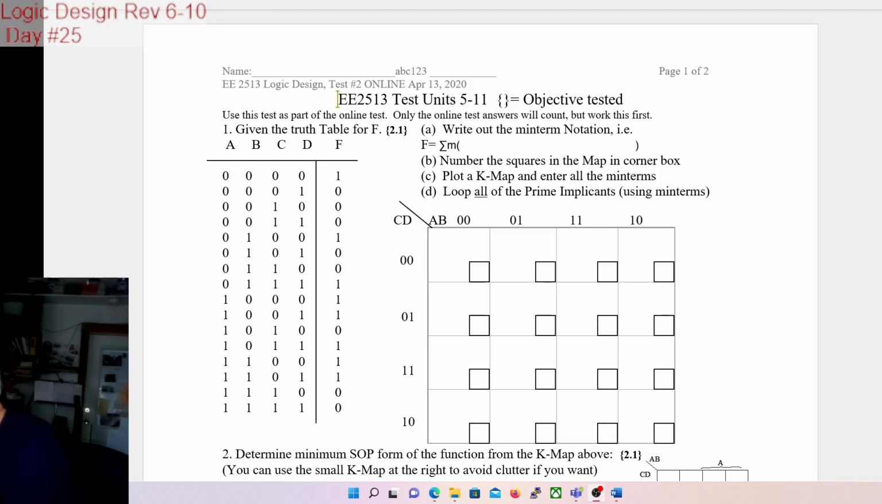And so the first thing I want you to be able to do is to deal with the prime implicants. Well, I want you to be able to transfer from a truth table to a K-map. So here's a 4-variable truth table, and let's see.